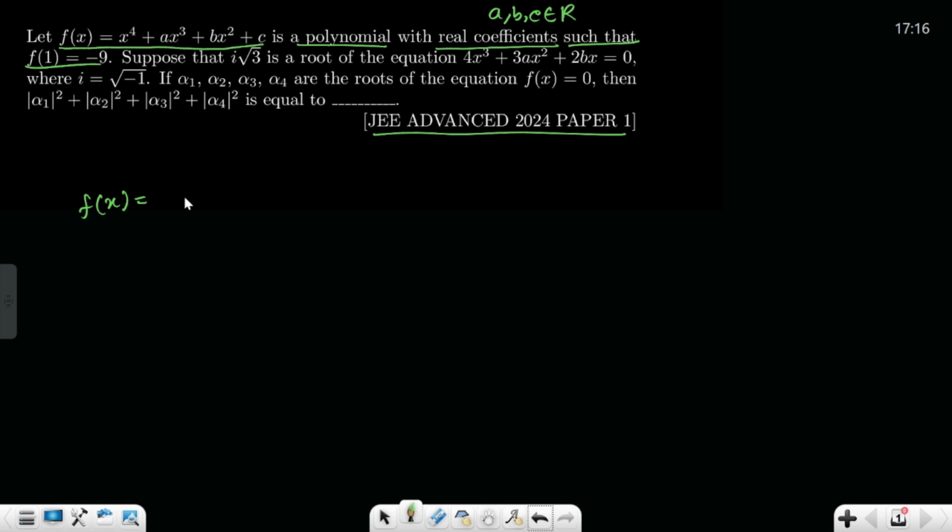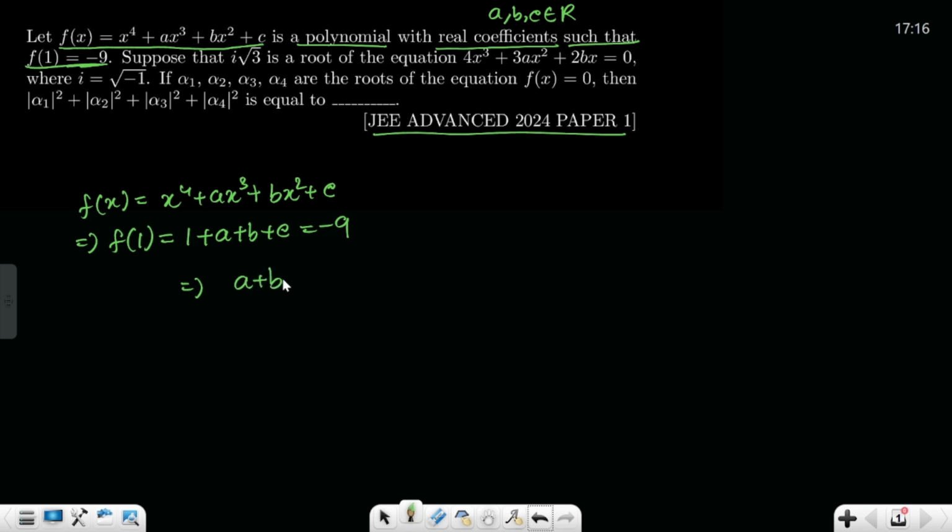f(x) = x^4 + ax^3 + bx^2 + c. From here we can get f(1), which is equal to 1 + a + b + c. That is equal to -9. So from here we can get a + b + c = -10. Okay, so we got this equation. Now let's move to the second statement. What is given in the second statement?